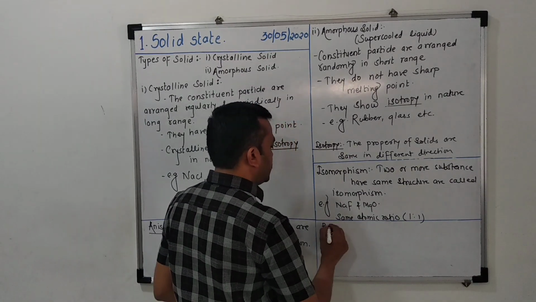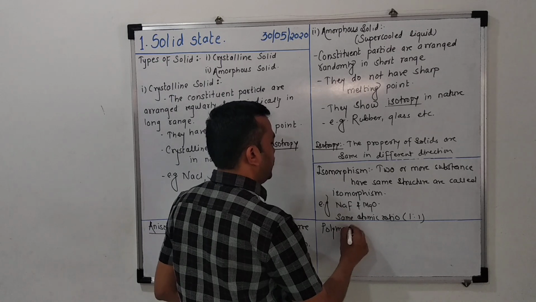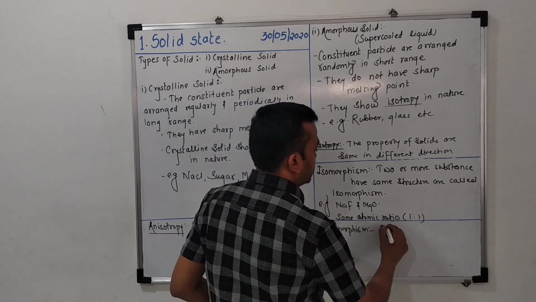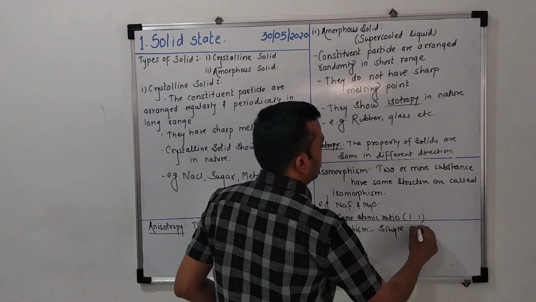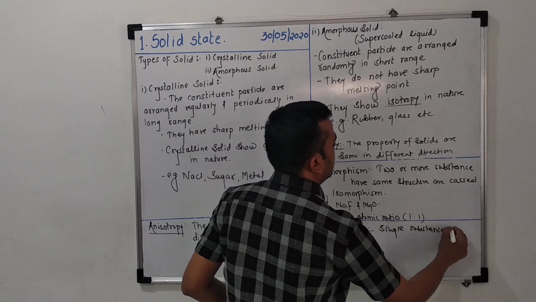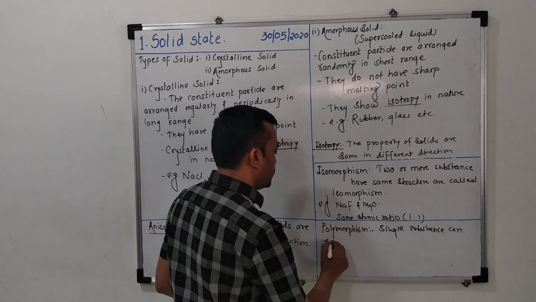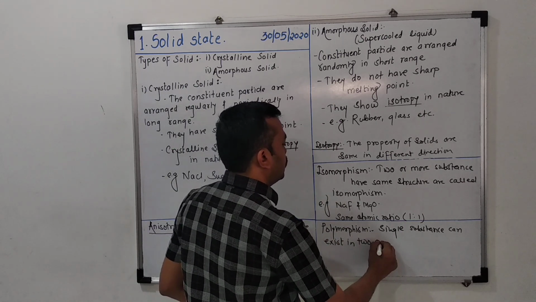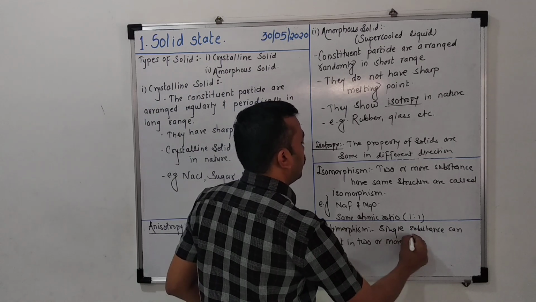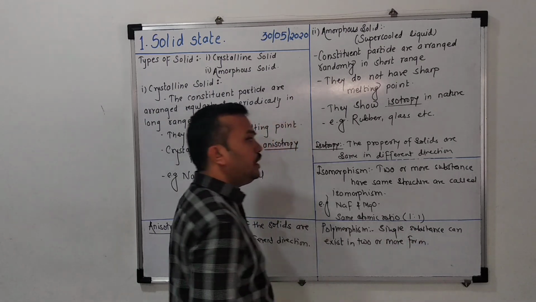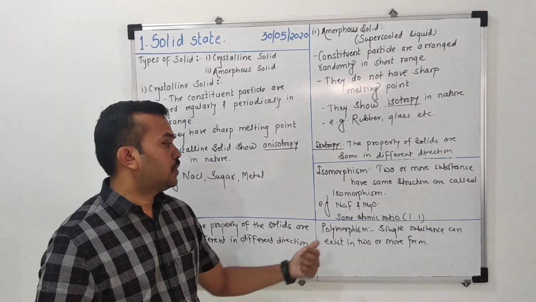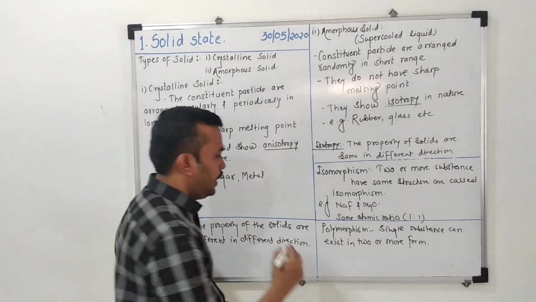What is polymorphism? Poly means many. A single substance can exist in two or more forms. एक ही सब्सटेंस अलग अलग फॉर्म में ऑब्टेन होता है. That is called polymorphism.